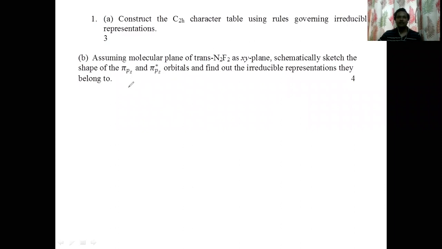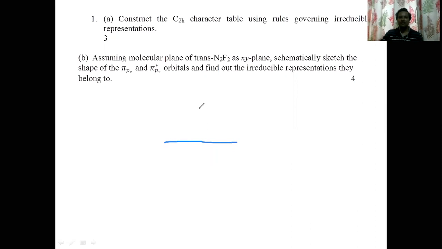So this one, assuming the molecular plane is XY, and schematically sketch the shape of pi PZ and pi star PZ, right? Okay. I think you have already done this. If you are taking this as the XY plane, then Z is going to be along this.